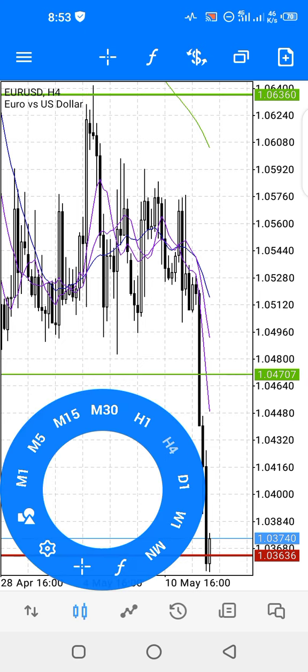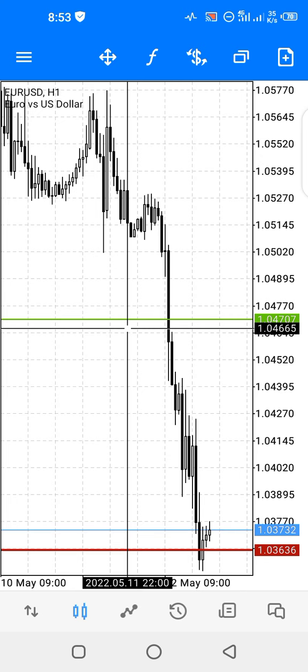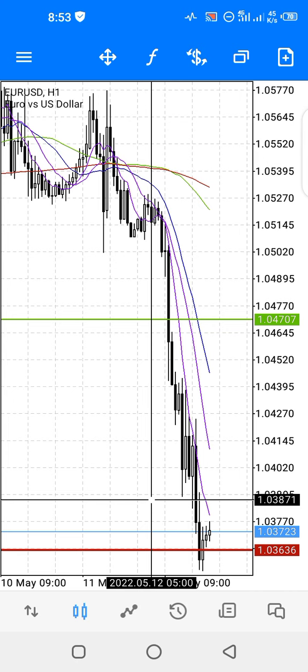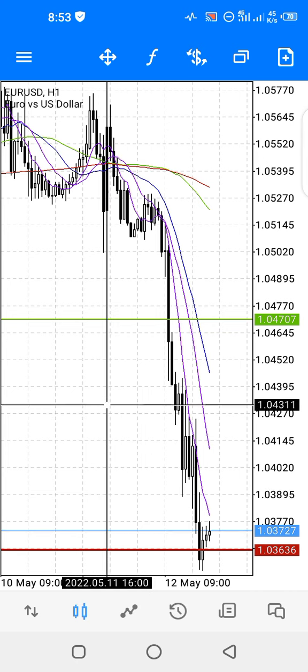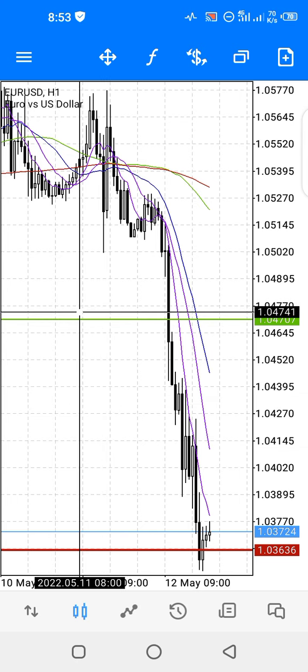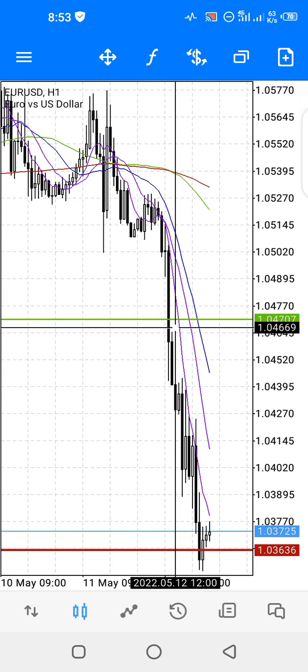Let's try to switch to a smaller time frame. If you are buying at this point, for example, then your TP1 can be somewhere around here. It depends on how many targets you're pursuing for your first TP. Now TP2 can be right above this point, then TP3 can be at this point. So that is a good setup on Euro USD.